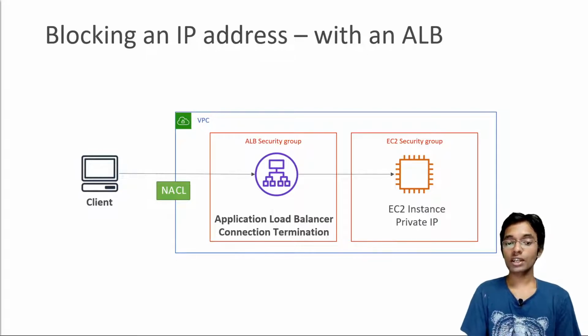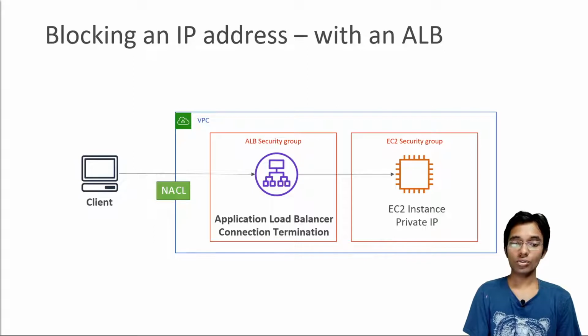So in this case, our load balancer in this architecture is going to be in between our clients and our EC2, and it will do something called connection termination. So the client actually connects to the ALB, which will terminate the connection and initiate a new connection from the ALB into our EC2 instance.